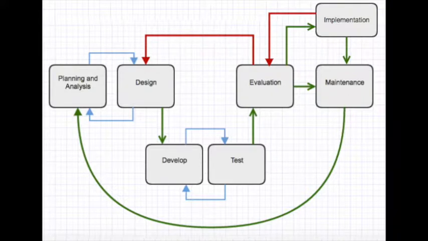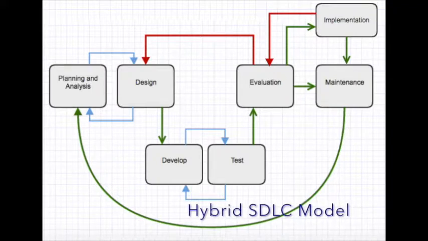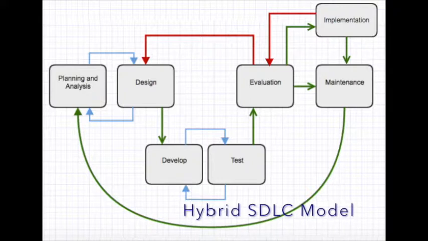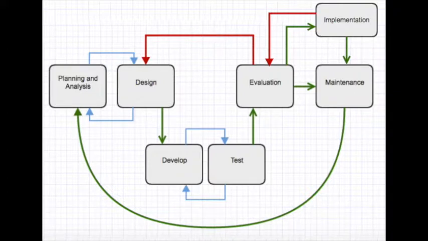So the requirements for that were to take 5 different models: waterfall, spiral, rapid prototyping, agile, and object-oriented analysis and design. Okay, so I came up with 7 different phases. Phase 1 is planning and analysis. Phase 2, design. Phase 3 is development. Phase 4 is testing. Phase 5 is evaluation, Phase 6 is implementation, and Phase 7 is maintenance. So I'm going to go a little bit more in depth about those.